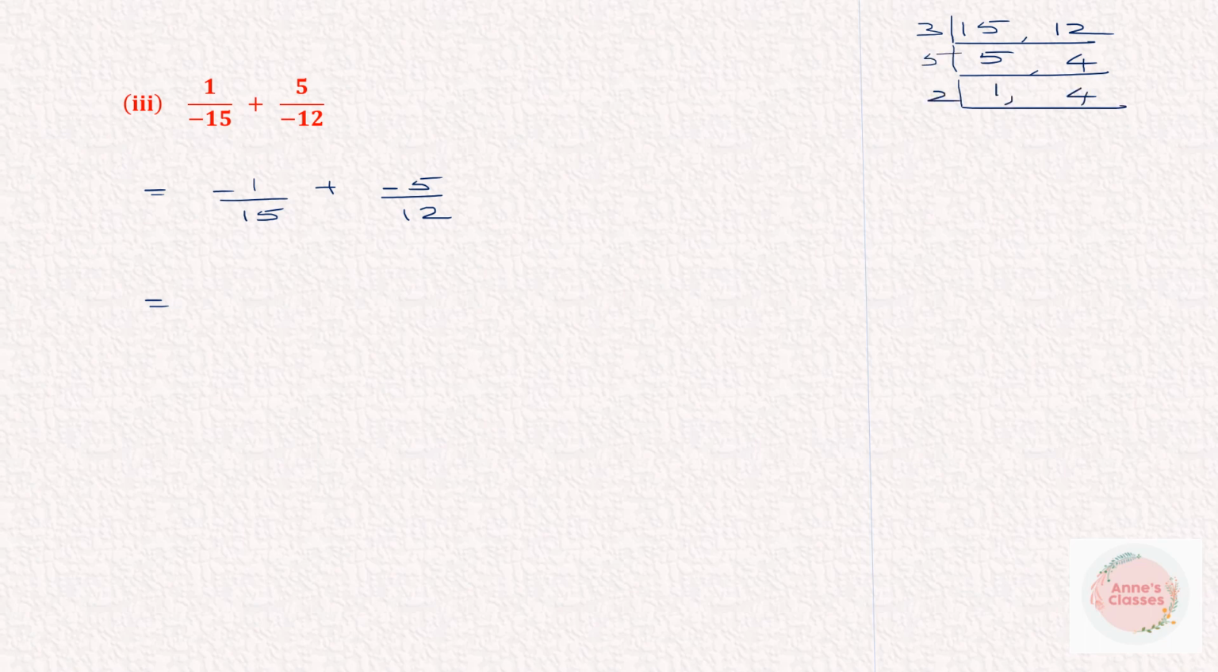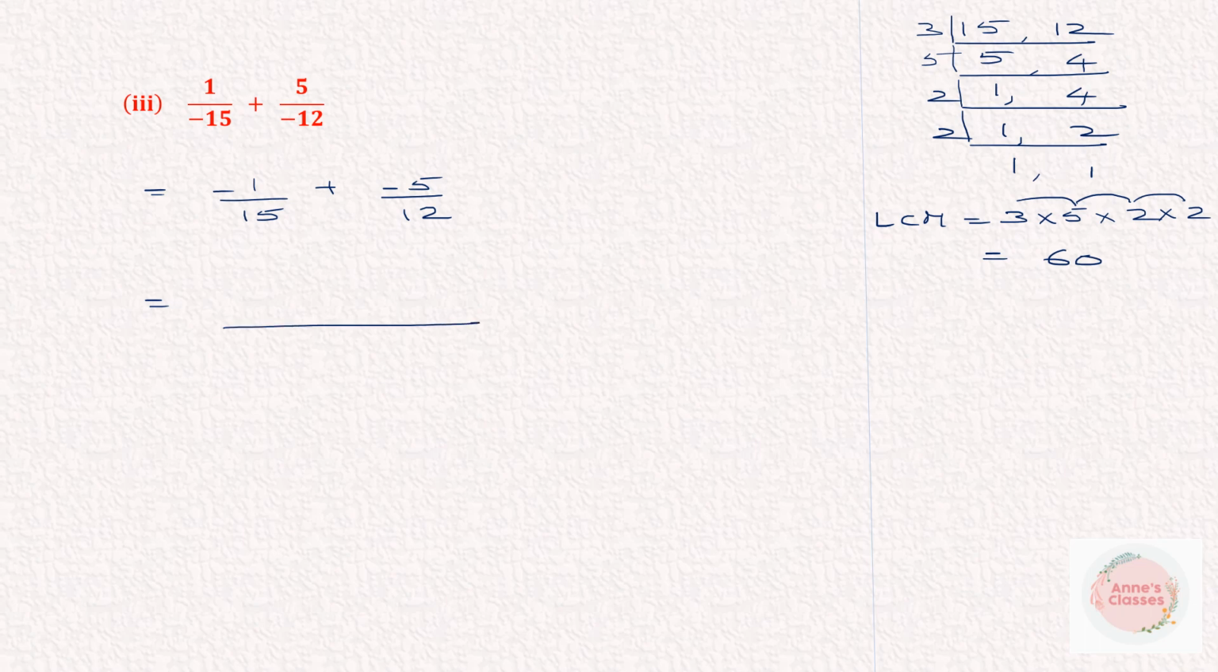Now you can use 2. 1, 2 2s are 4 and 2 once more. 1 and 1. So what is your LCM? 3 into 5 into 2 into 2. 3 5s are 15. 15 2s are 30. 30 2s are 60. So the LCM is 60. So let's use that. Now take the first fraction, minus 1 by 15. Multiply it by the LCM which is 60. Cancel 15 and 60. 15 4s are 60. Multiply the numerators, minus 4.